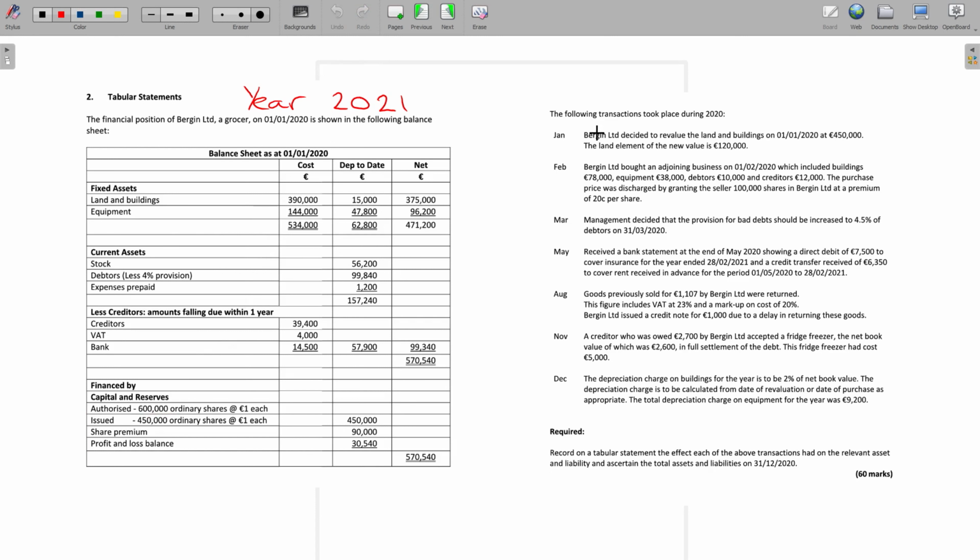So we'll just do the first adjustment. In January, we, Bergen Limited, decided to revalue the land and buildings on the 1st of 1st, 2020 at 450,000. The land element of the new value is 120,000. The reason they tell you the land element is that there is no depreciation on land. So we'll have to remember that as we go through the question.